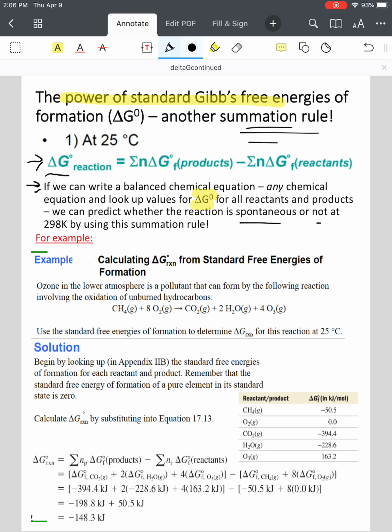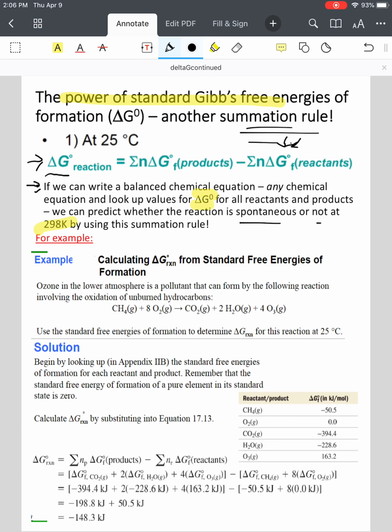We really should only apply it to the temperature of 298, because remember, the values in the tables are our delta G zero formation, the standard Gibbs free energy of formation, which specifies that temperature. But if we can find the values and write the chemical equation, we can predict whether it's spontaneous or not. And that's kind of cool, right? We can predict whether this reaction will occur or not under a standard set of conditions.